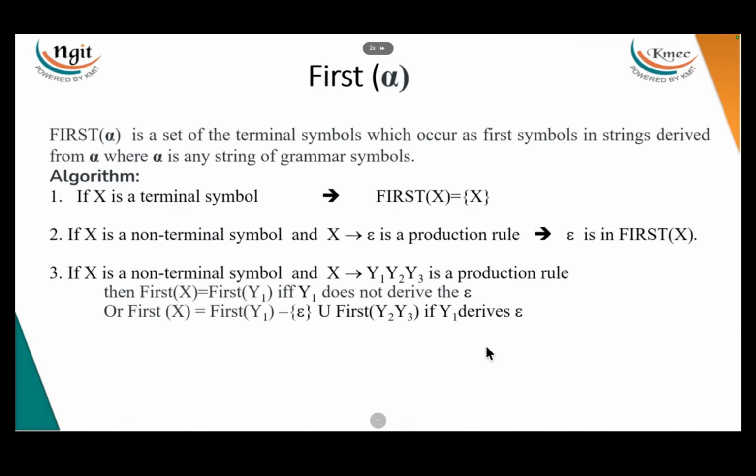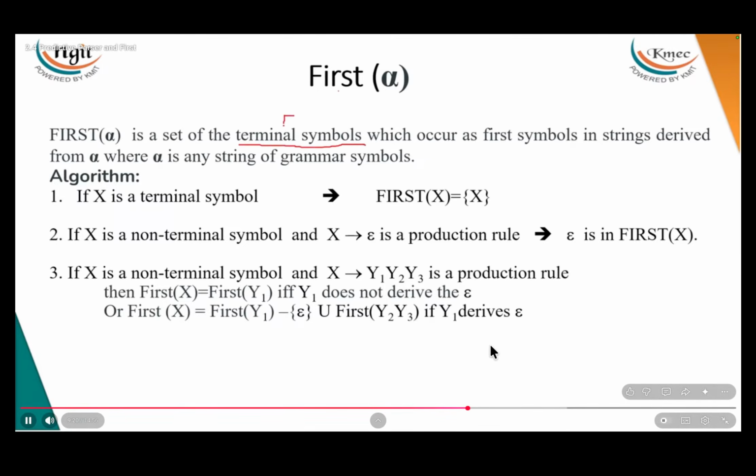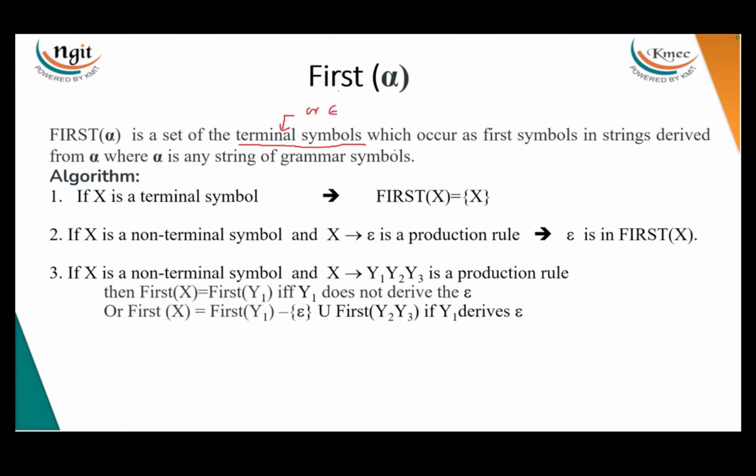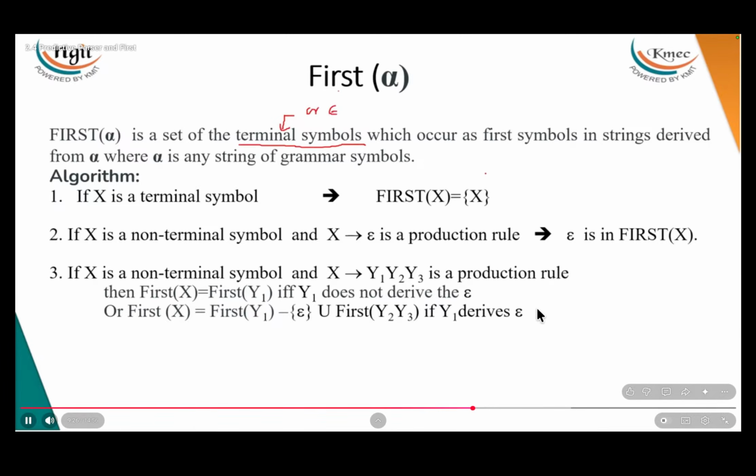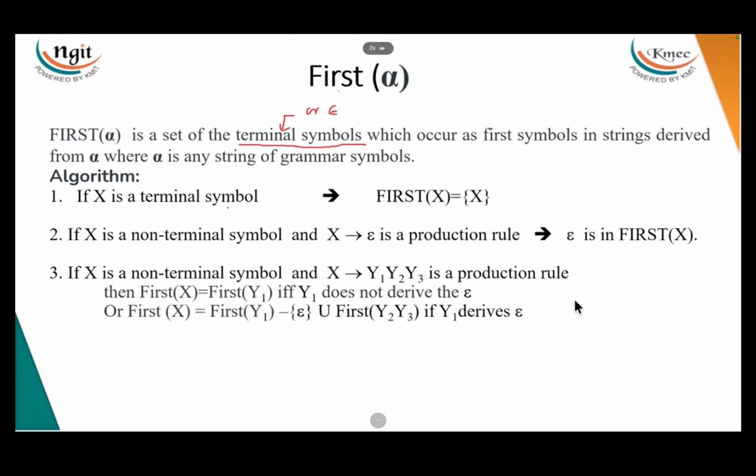Let me go with this first of alpha. First of alpha will give you a set of terminals. The first set never contains a non-terminal, so it should have either terminals or epsilon. Then the algorithm of first: if X is a terminal, then first of X is the terminal only. If X is a non-terminal and X derives epsilon, then first of X includes epsilon, you can take it.